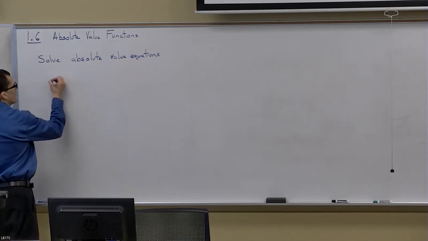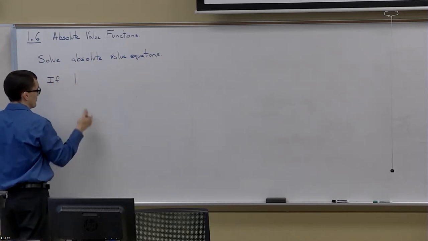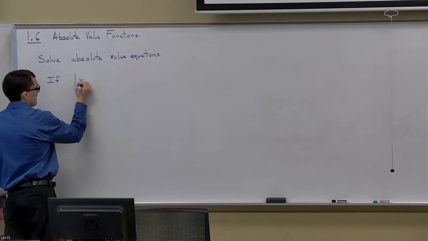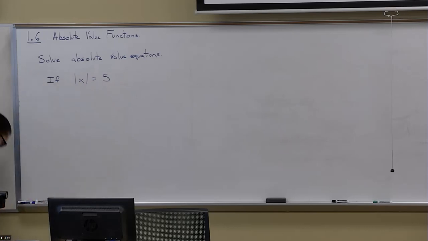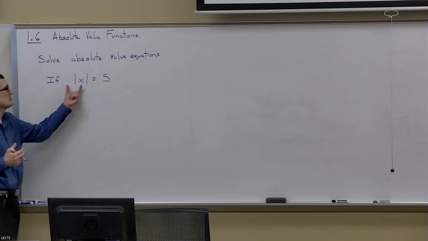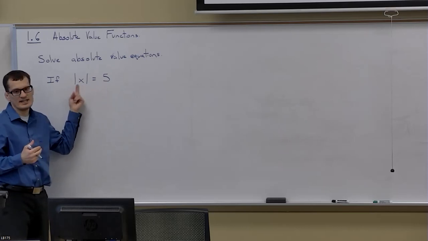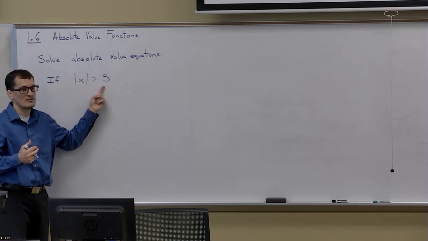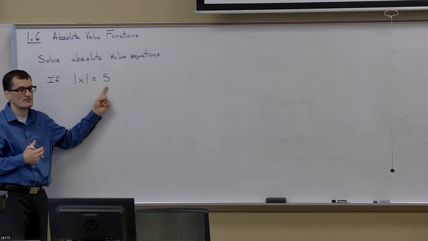So if we have an absolute value equation where our variable is on the inside of an absolute value, let's just make this real simple. Let's say absolute value of x is equal to 5. Well, the absolute value makes everything positive, right? So whatever we stick in here could have either been a positive 5 because the absolute value of 5 is 5, or it could have been a negative 5 since the absolute value of negative 5 is also 5.